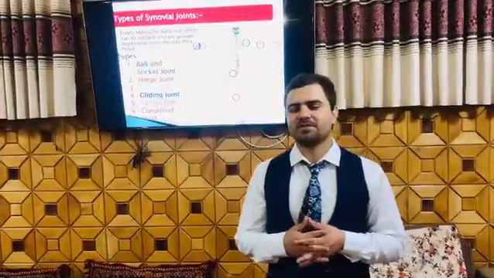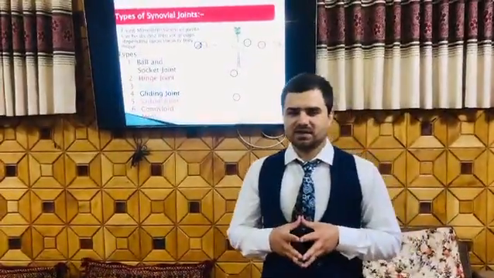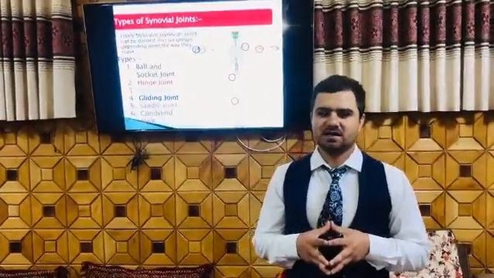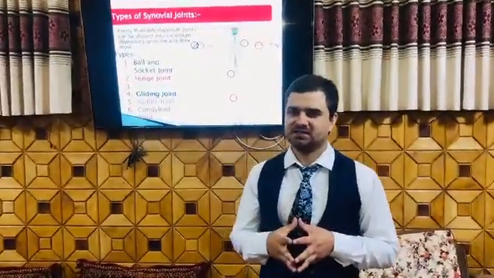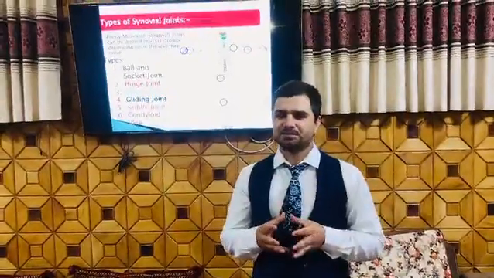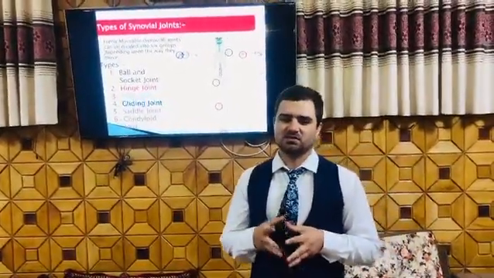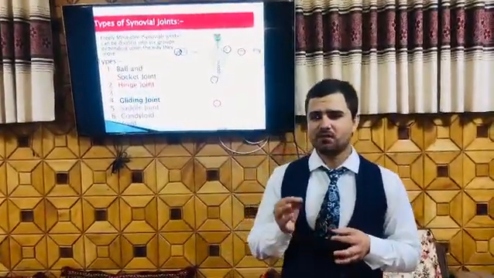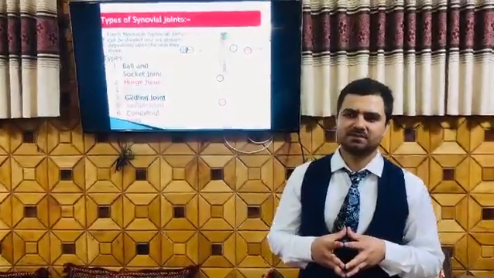The second type of synovial joint that I want to explain is the hinge joint. The hinge joint allows only one direction of movement, which is flexion and extension. An example of the hinge joint is the elbow. The hinge joint functions much like a hinge on a door, which allows one direction of movement, back and forth, with limited motion along other planes.